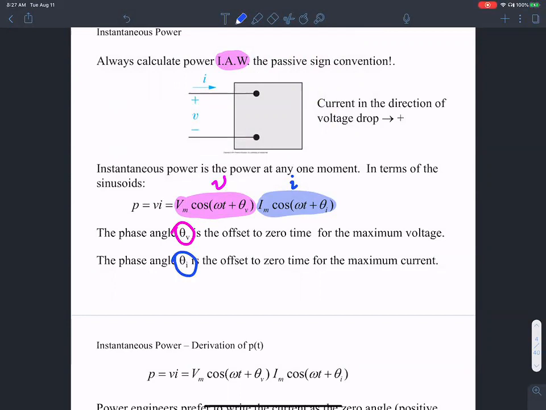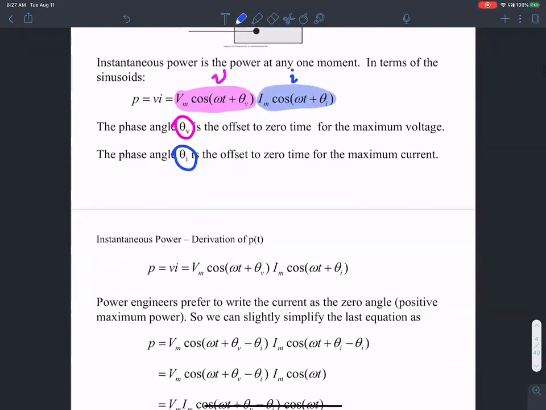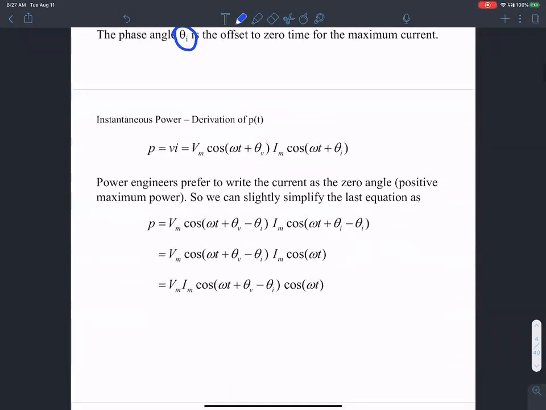That's it. Nothing else. Trigonometric identities. We use different trigonometric identities. So we are going to do this: V cos omega t plus theta V times I cos omega t plus theta I. So two different cosines, V times I.